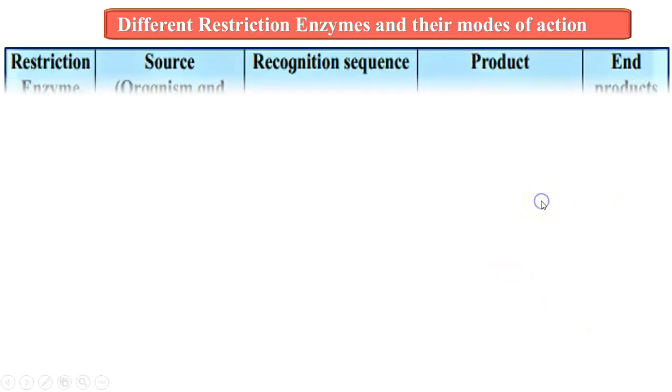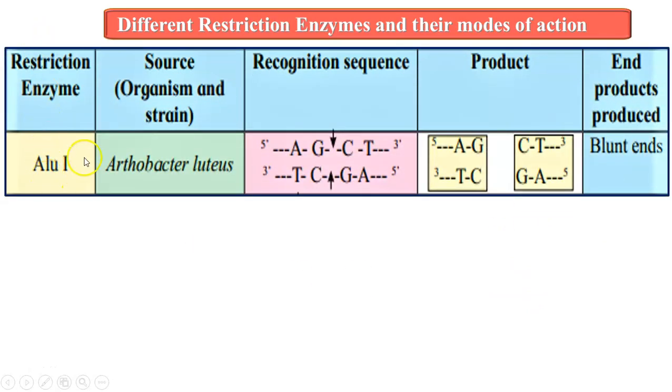Here we will understand the different types of restriction enzymes found in different source organisms and their modes of action. So here the restriction enzyme, first example AluI. It is obtained from the source Arthrobacter luteus: the first letter from its generic name, and the first two letters from its specific name. If there is any strain, then that strain letter is also used, and which enzyme it is, first, second, third, isolated from this bacteria, that is mentioned here.